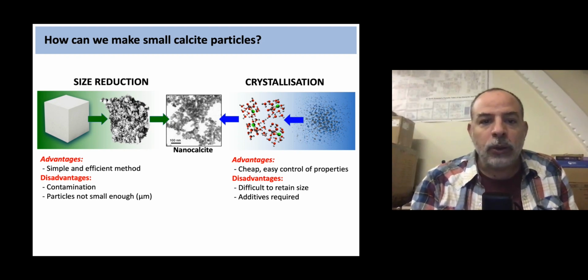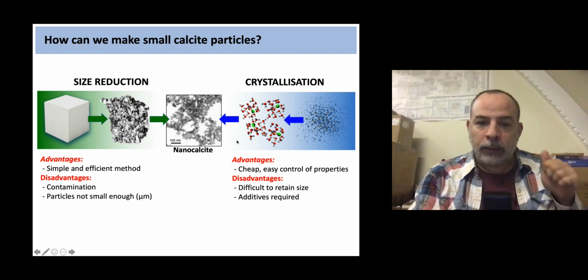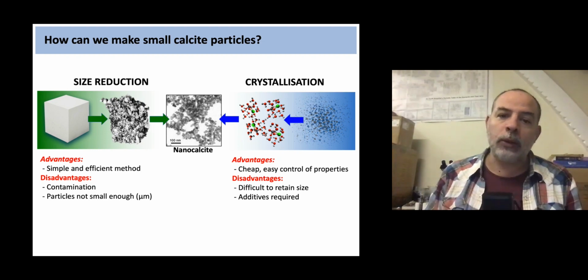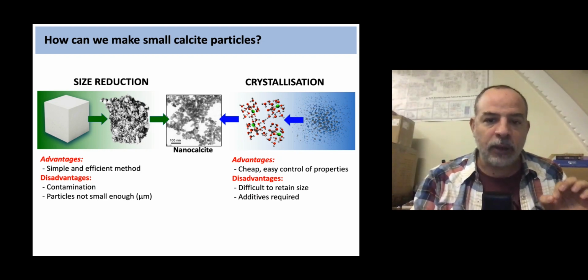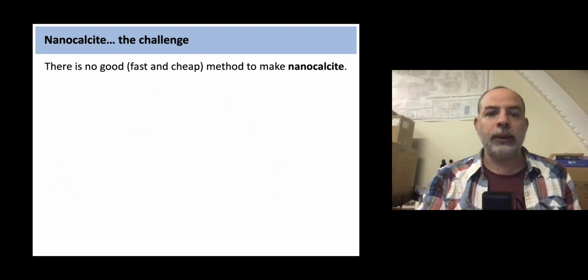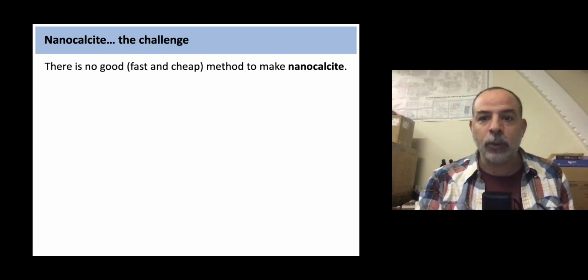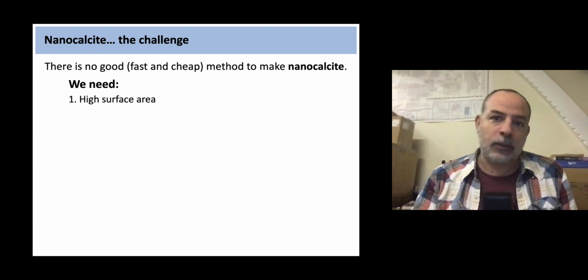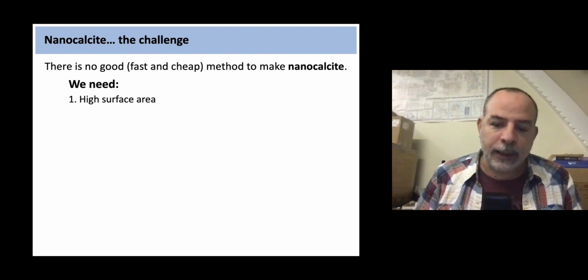Alright, so the problem here is that we want to obtain nanocalcite that is clean. We don't want to have additives, or we don't want to have contaminants. We only want to have calcite. So essentially, the problem is that there is no good, fast and cheap method to produce nanocalcite, and what we want is high surface area, or in other words, very tiny calcite grains.